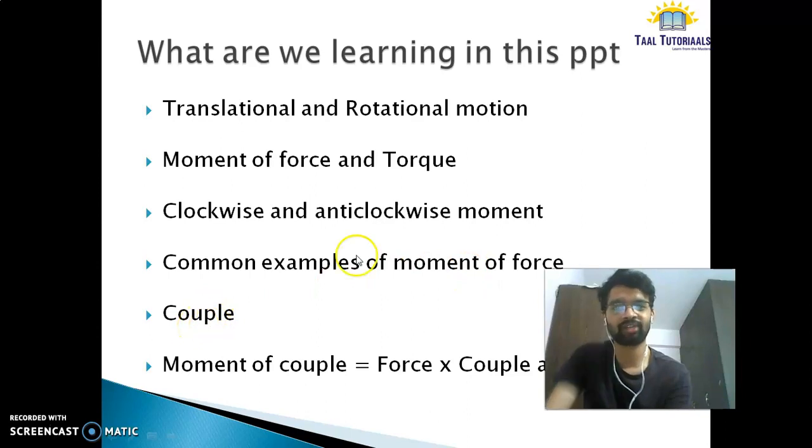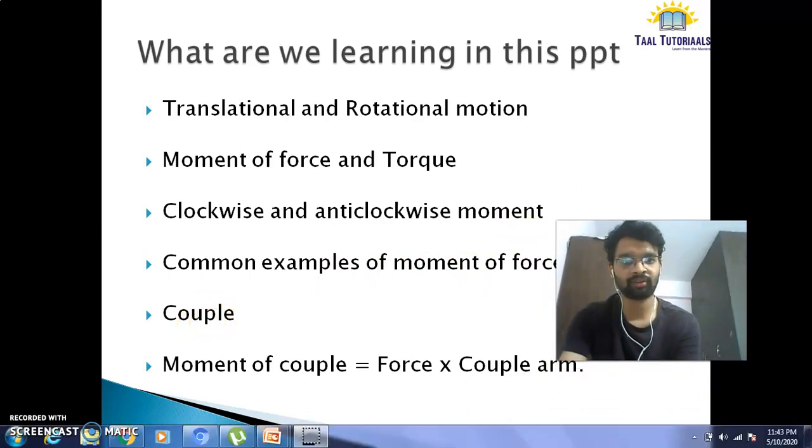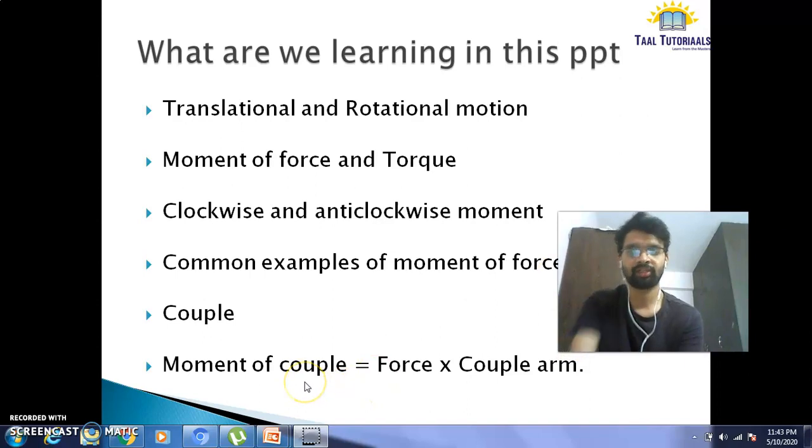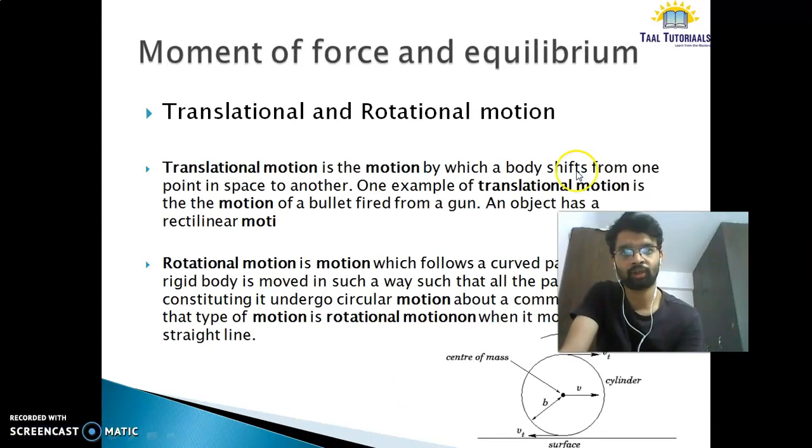How would you define couple? And the last thing we will be doing in this topic is the derivation of moment of couple, that is force into couple arm. So let us go into the topic.